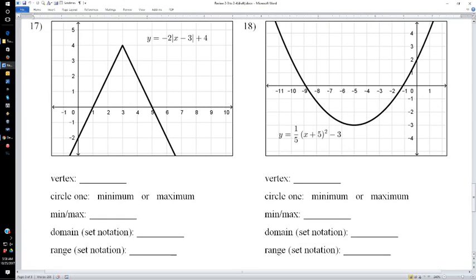Okay, so 17, 18, 19, 20. 17 is asking for the vertex, the minimum, the maximum, and the domain and range, but this time in set notation instead of interval notation. So yes, you have to know the difference. You have to be able to state the difference. Alright, so your vertex, well, that's kind of nice. It's right there at 3, 4.